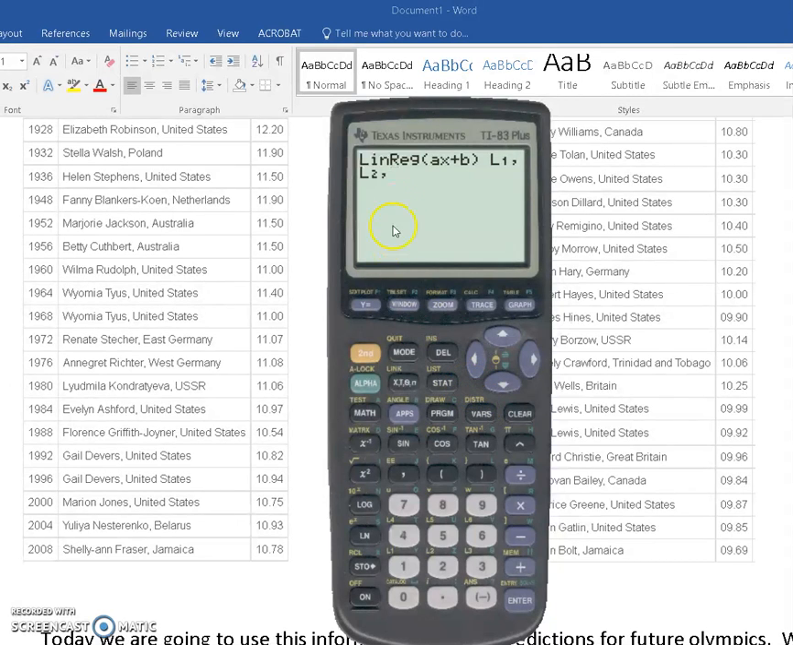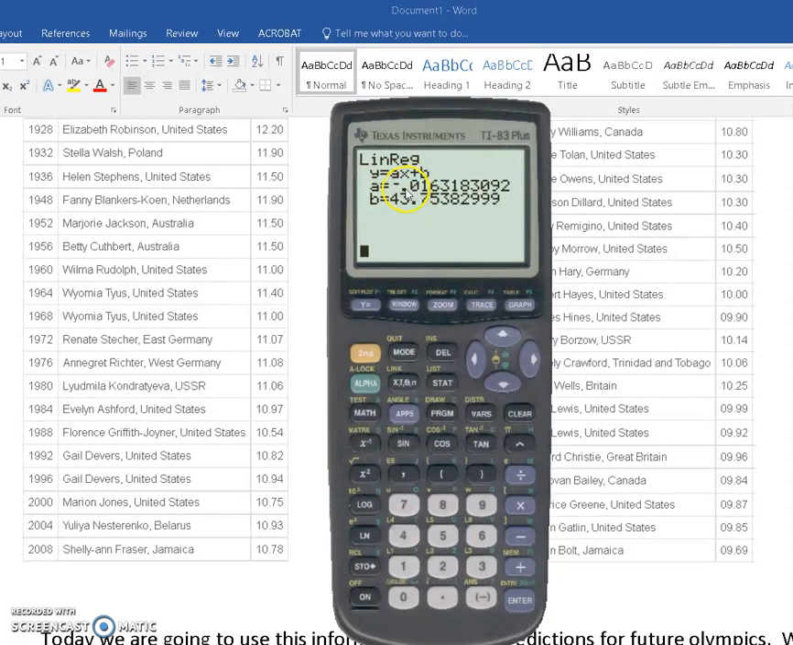I'm going to go after the second comma, I'm going to go vars. It's a Y variable, so I'm going to move over to Y vars. It is a function, so I'm going to press enter. And I'm going to put it in Y sub 1. So because this is the women's, the X values are in list 1, the Y values, their times, are in list 2. And I want it to be in equation Y sub 1. And now I'm going to press enter. And so when I press enter, you can see that here's my equation.